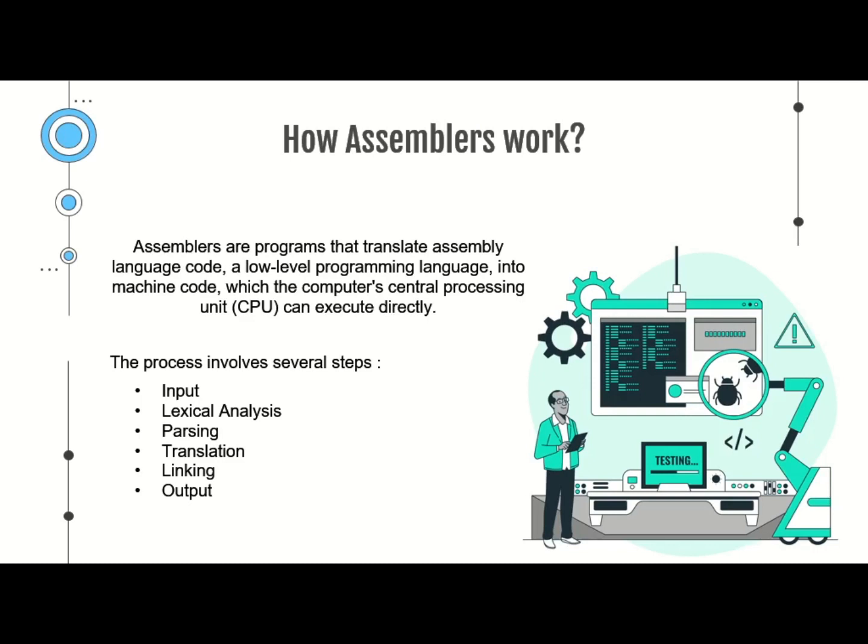Next, how the assembler works. An assembler is a program that translates assembly language code into low level language, which is converted into machine code that the computer's central processing unit can execute directly, with the help of instructions like move, copy, and addresses of memory locations. In this process there are six steps.